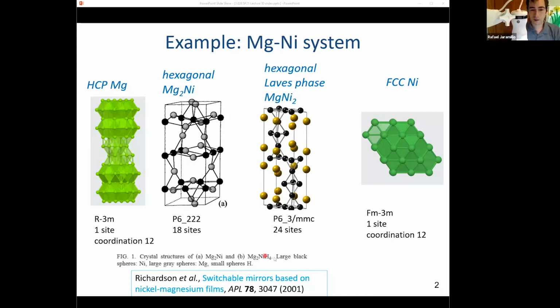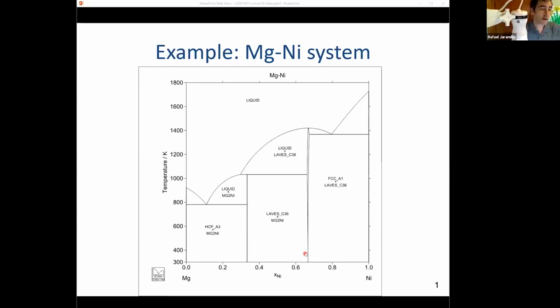But the point I want to make here is that these are very distinct structures and they only occur at very distinct compositions. That's the hallmark of an intermediate phase, that is a line compound.